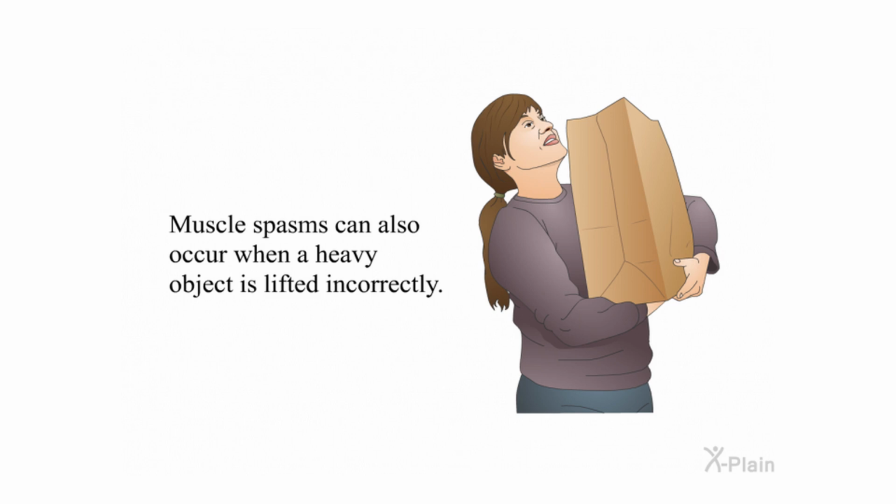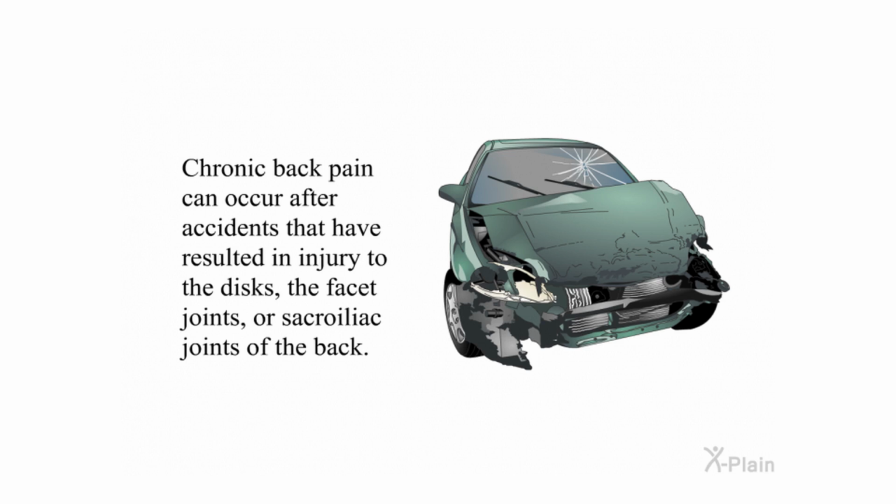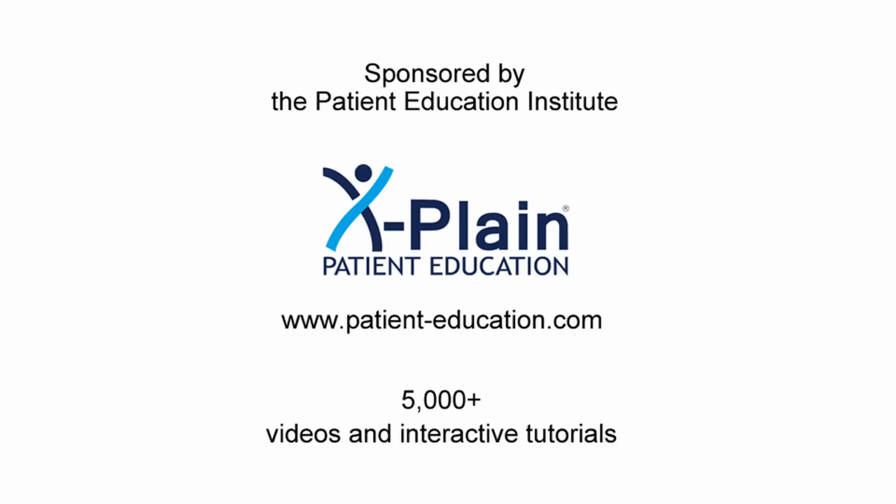Muscle spasms can also occur when a heavy object is lifted incorrectly. Muscle spasms tend to get better over time. Severe cases of muscle spasm can be treated with physical therapy and medication. Chronic back pain can occur after accidents that have resulted in injury to the discs, the facet joints, or sacroiliac joints of the back.